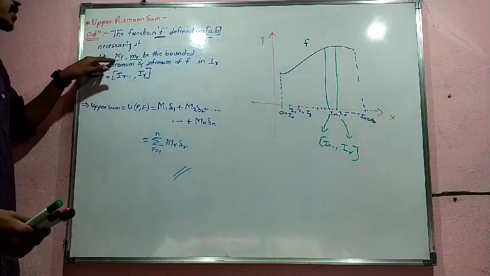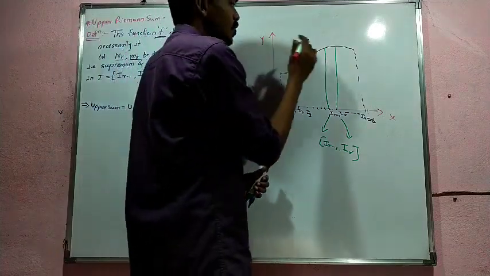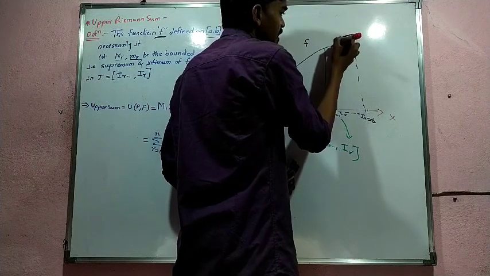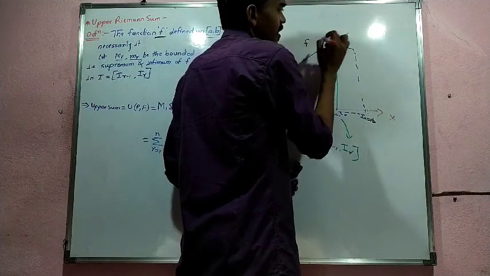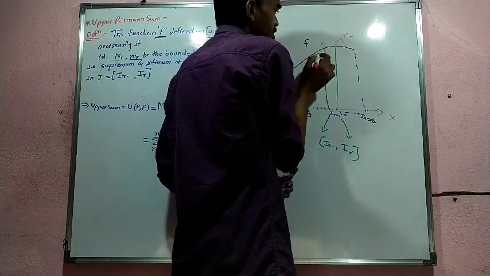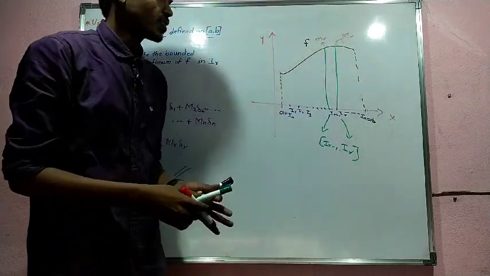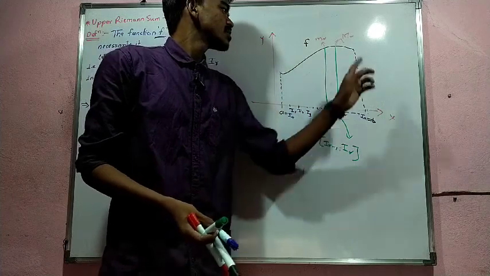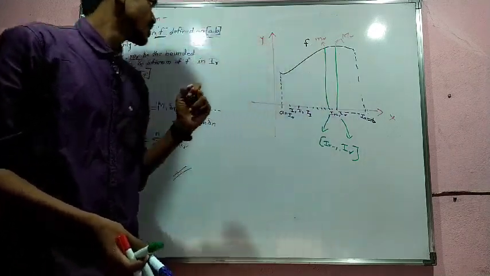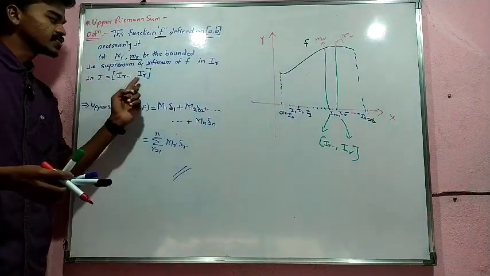Capital Mr means our supremum, and small mr means the infimum, the lower part of this graph. This is called the supremum of the given interval and the infimum of the given interval. That means capital Mr and small mr in interval Ir minus 1 to Ir.